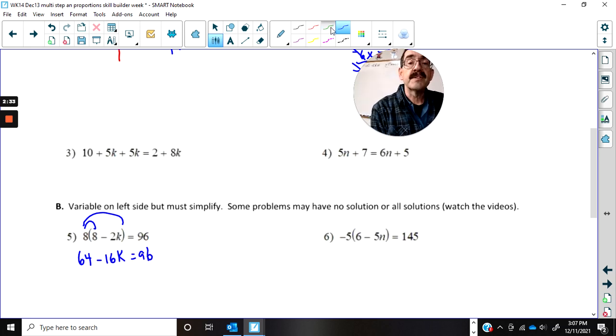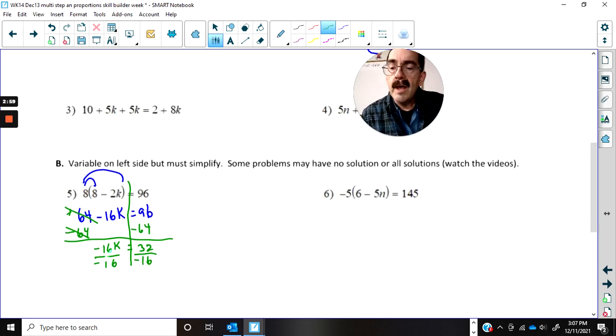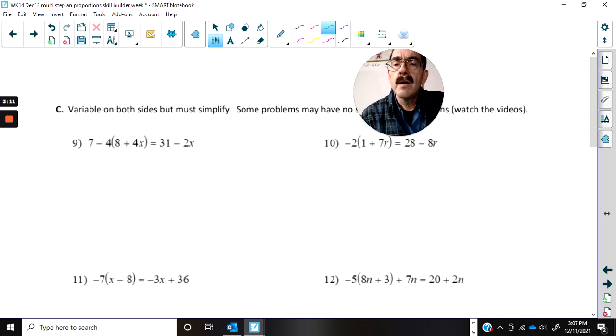Alright, let's draw our little fence so we don't make a mistake here. So what's the opposite of a plus? A minus. So subtract 64 from both sides, leaving us with negative 16k equals 32. Yeah, I agree. What's the opposite of multiply? Divide. Good. And then we're going to have k equals negative 2. Okay, you try these three.